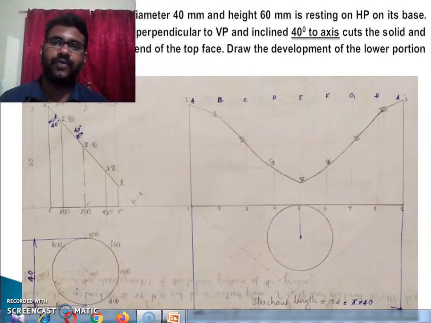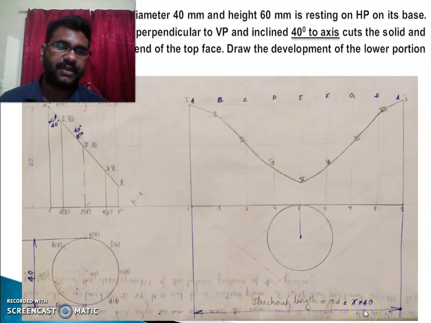For drawing the development, first you find out the stretch out line. Stretch out line is equal to pi d. In the case of a cylinder, if we develop the lateral surface, the shape obtained will be a rectangle such that the length equals pi times the diameter of the cylinder, that is pi d or 2 pi r. So by calculating this length pi d, you complete the rectangle by choosing any point 1 on the extension of the XY line and complete the rectangle.